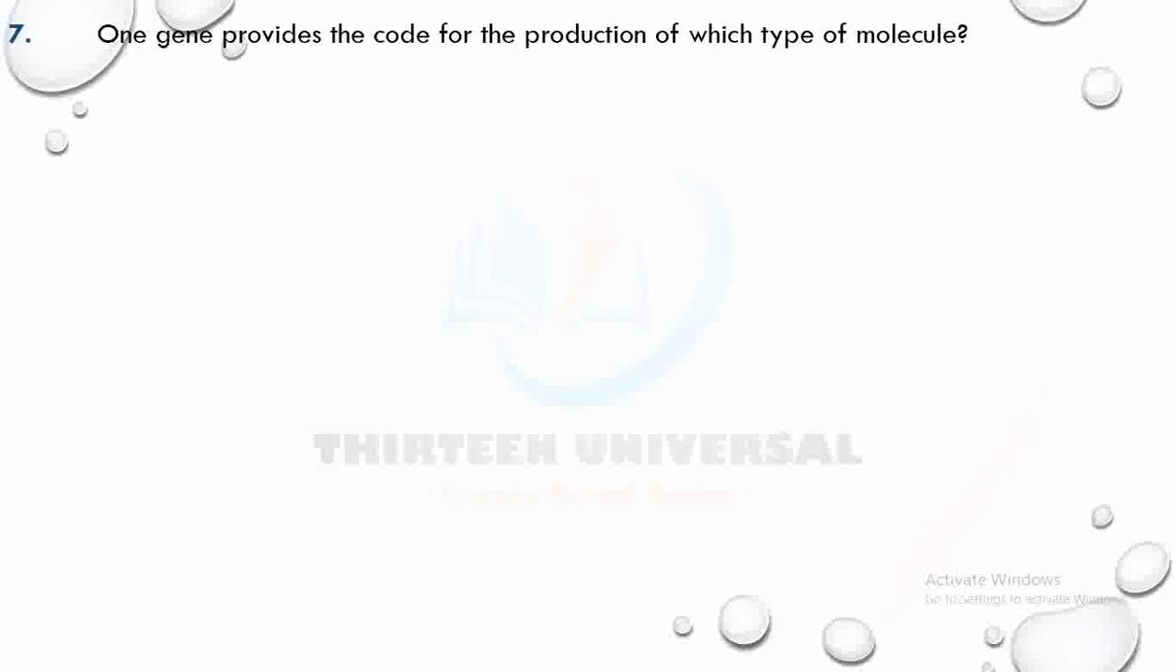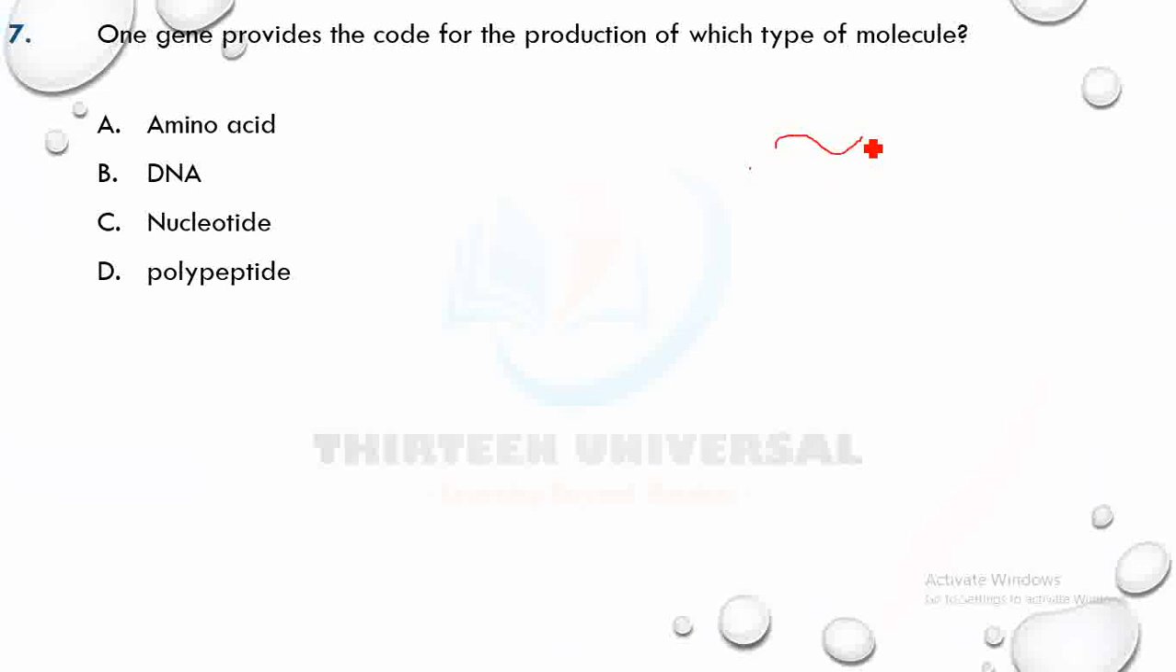One gene provides the code for the production of which type of molecule? Now this is very simple. I just said it last time. So see DNA. Pause the video and check the answer. So a gene codes for what? That's what they're asking us.